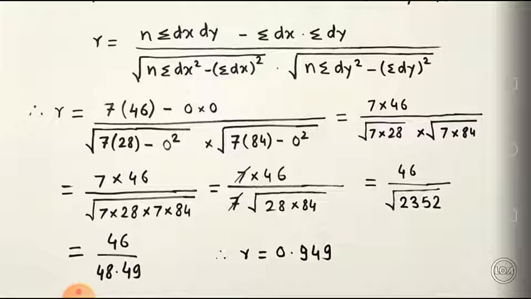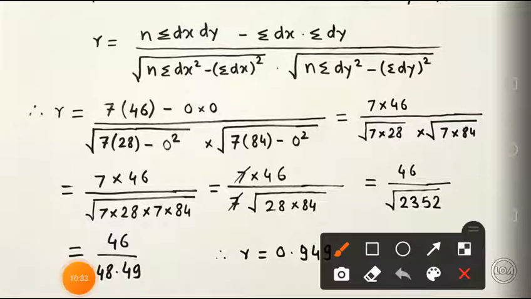Then we'll get the value 7 into 46 upon under root of 7 into 28 into 7 into 84. Then we'll take common 7, so it will be 7 into 46 upon 7 under root of 28 into 84. We'll cancel the 7 and 7. The value will be under root of 28 into 84, which is 2352.